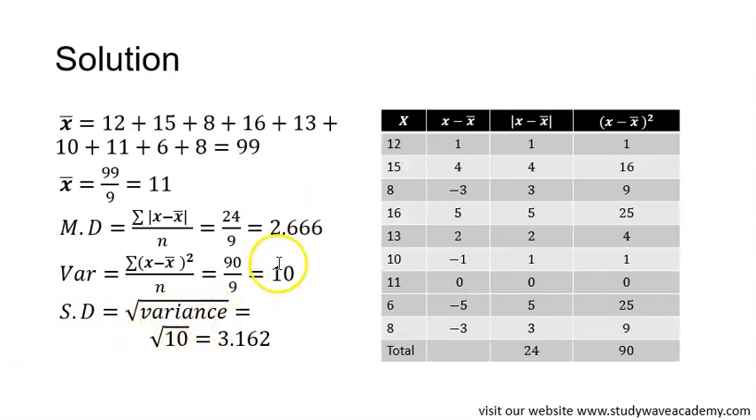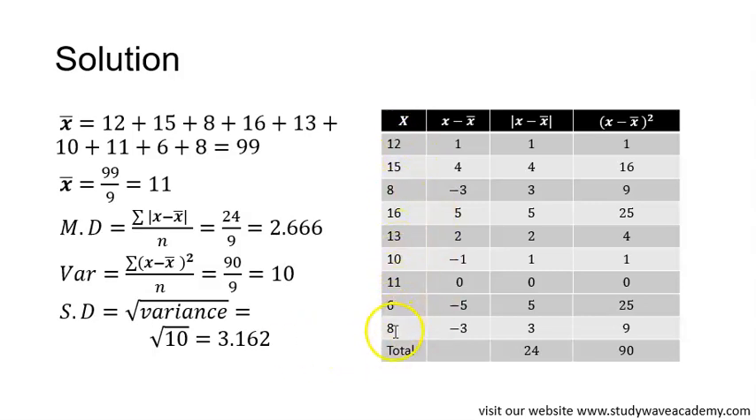The variance here is 10, right? So we're looking for the square root of 10. The square root of 10 is 3.162. When you use your calculator, the square root of 10 is 3.162. So the standard deviation, the answer is 3.162. Okay? Do you understand?